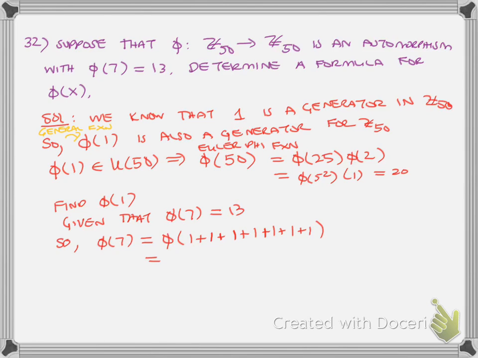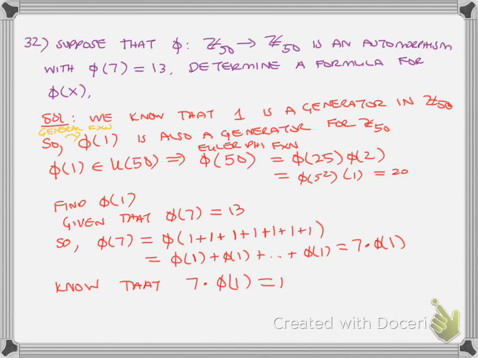So because we have the homomorphism property, this is phi of 1 plus phi of 1, right? All the way, how many times? 7. So I can rewrite this as 7 times phi of 1, okay? And we know that 7 times phi of 1 equals 13. So we need to find phi of 1. So thus, phi of 1 is going to be 7 inverse, all right, times 13.